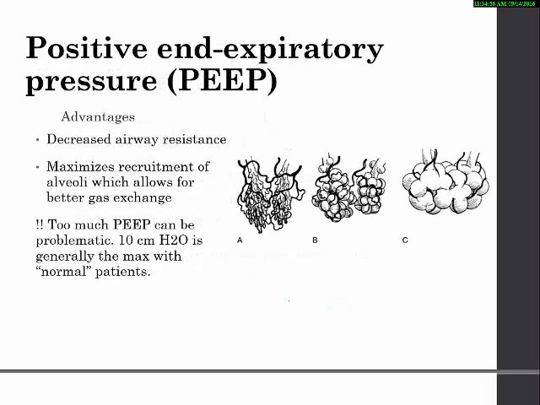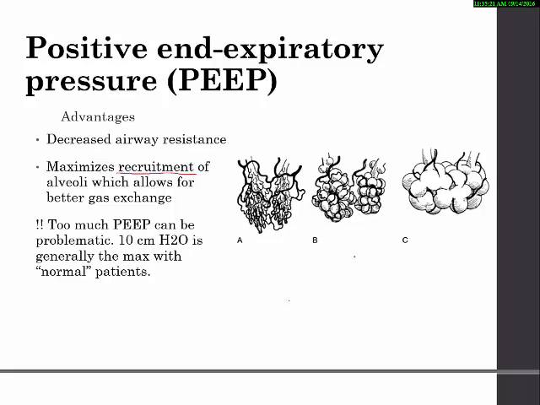Positive end expiratory pressure is something you guys should have a pretty good grasp on at this point, but basically it's just pressure left over in the lungs after the end of expiration, ergo an expiratory pressure. So we want to have pressure left over in the lungs. This does a couple things. Decreases airway resistance for the air going in, and it also maximizes recruitment. If you remember what recruitment is, this is us trying to get alveoli to pop open.